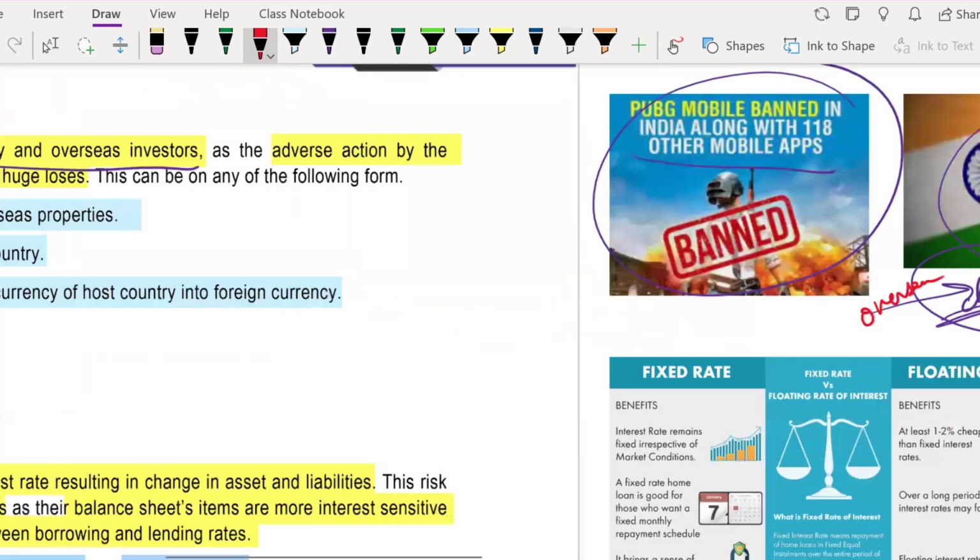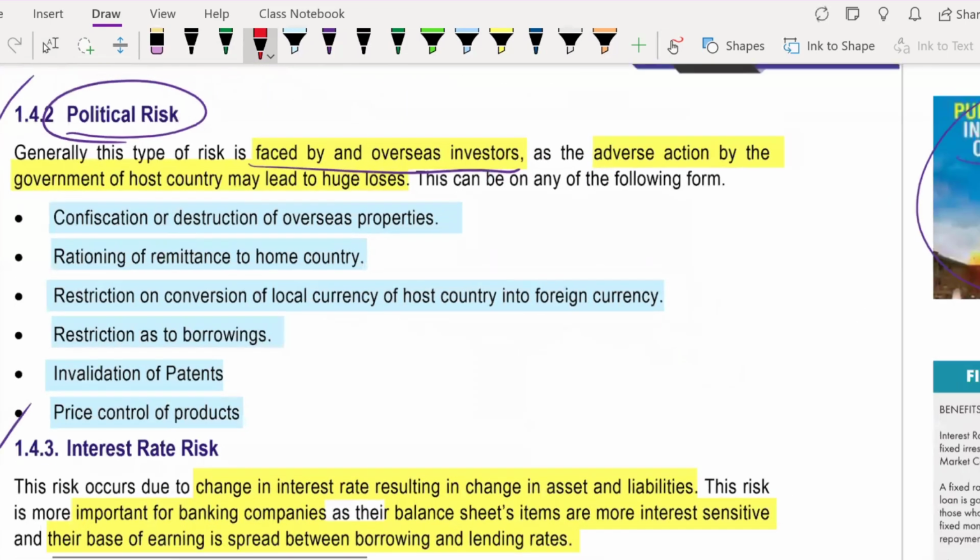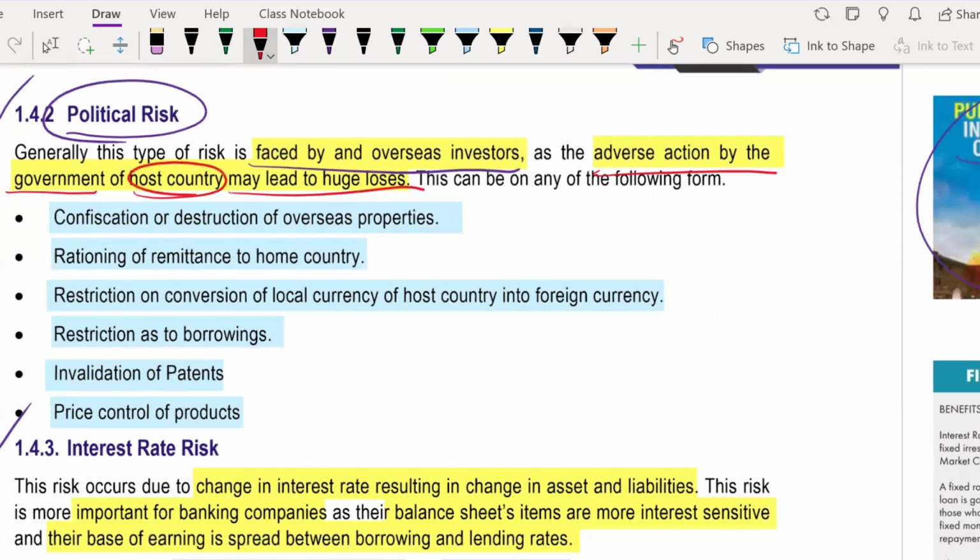Correct. Yes. So here what might happen is an adverse action might be taken by the government of the host country, or India, which might lead to huge losses, because for PUBG and TikTok, India was a very big marketplace. Now that getting affected is a political risk for them. Okay. So these are the different forms by which you can face political risk.